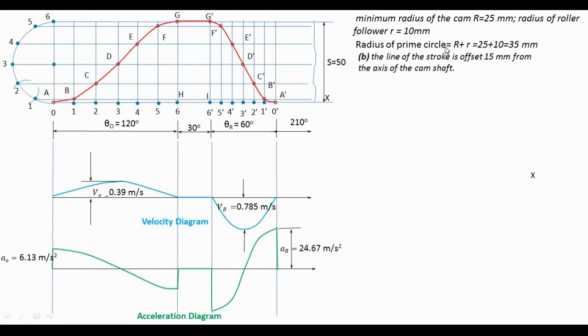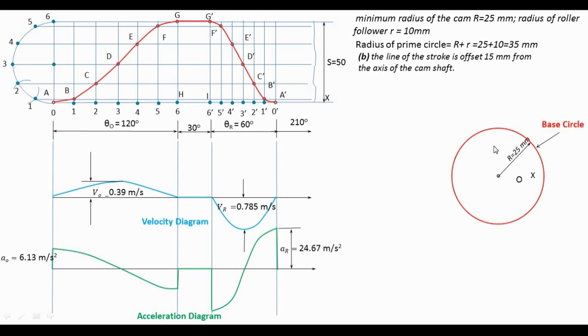Again, the first step is we need to draw the base circle of radius equal to, here the radius of the base circle is 25 mm, the minimum radius of the cam. So let us draw. Here I have plotted the center of the cam. From this I have drawn a base circle. This is the base circle of radius 25 mm, similarly as we did in the previous slide.